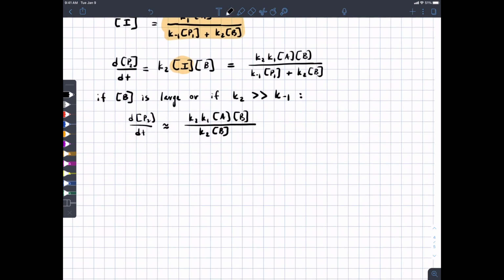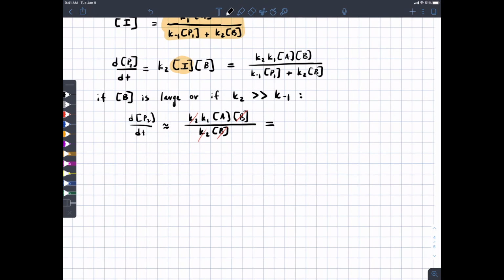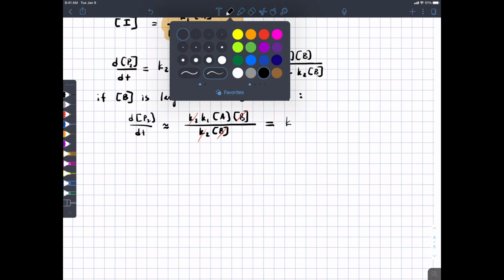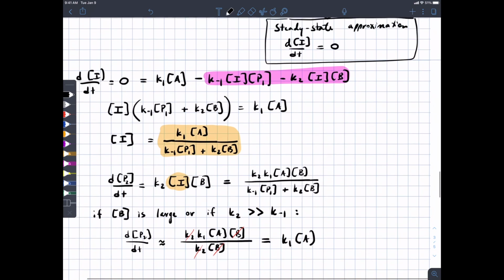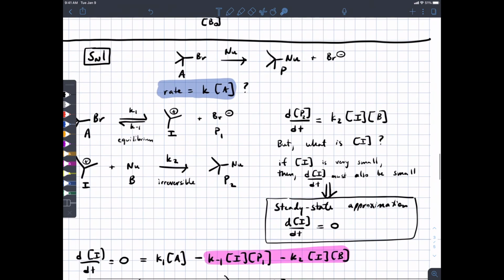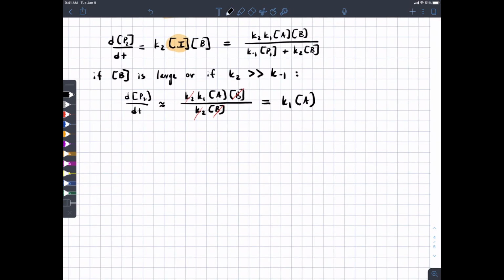And then look at what that does. That simplifies our equation. B drops out, as does K2, and we're left with a much simplified rate law, which is K1 times A, which is, in fact, what we said and what we were told as undergrads, right? This is the typical SN1 rate law.